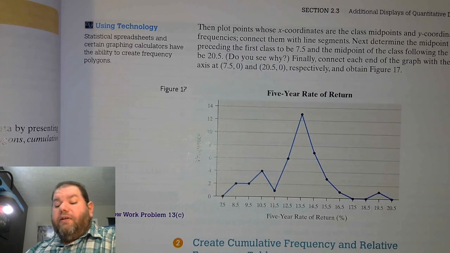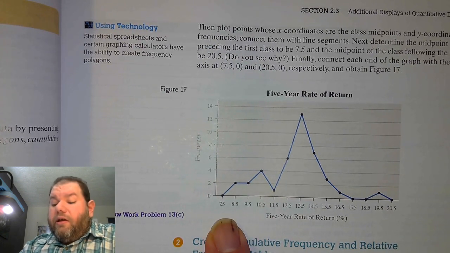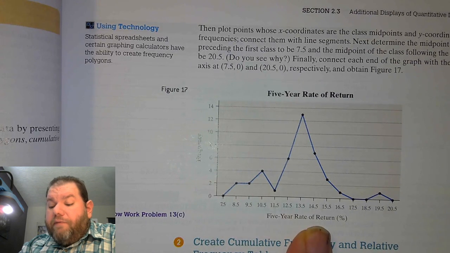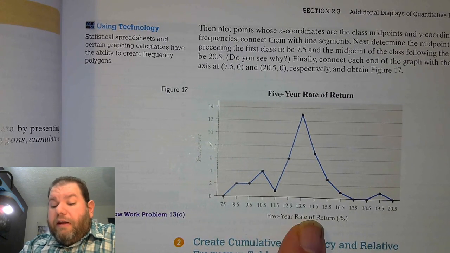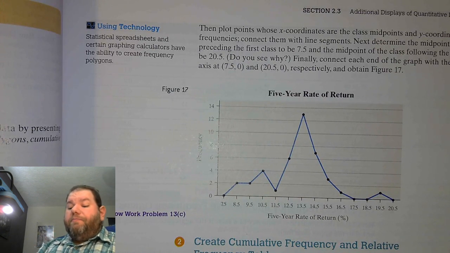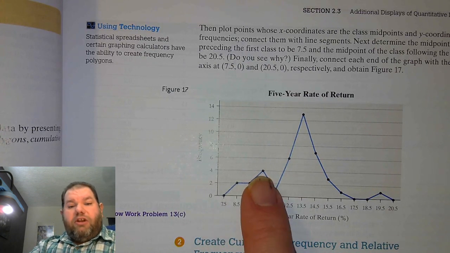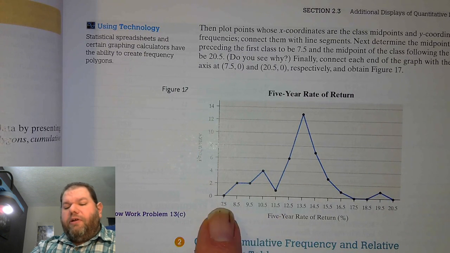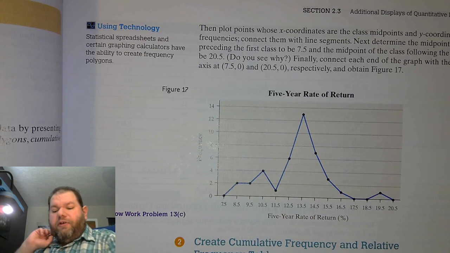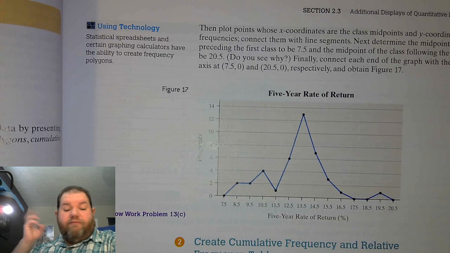And the idea is that this is the 5-year rate of return on an investment, and then the frequency that those occurred. Basically, we can see how things change from one level to the next, or from one instance to the next. It's not really a time series graph, but it really is a frequency polygon.